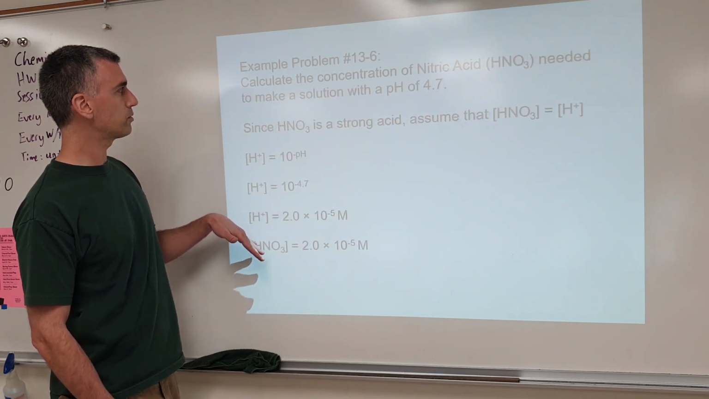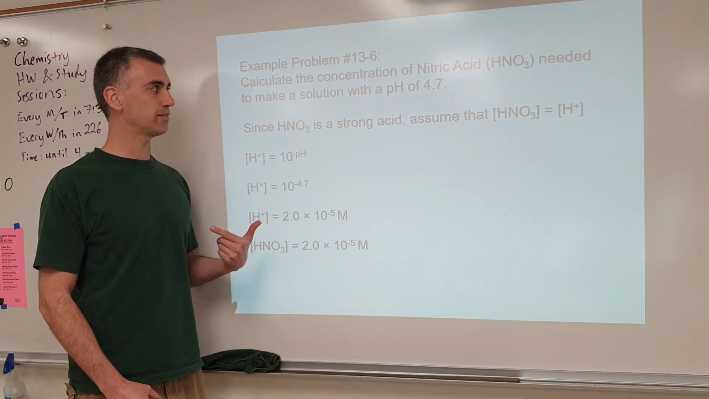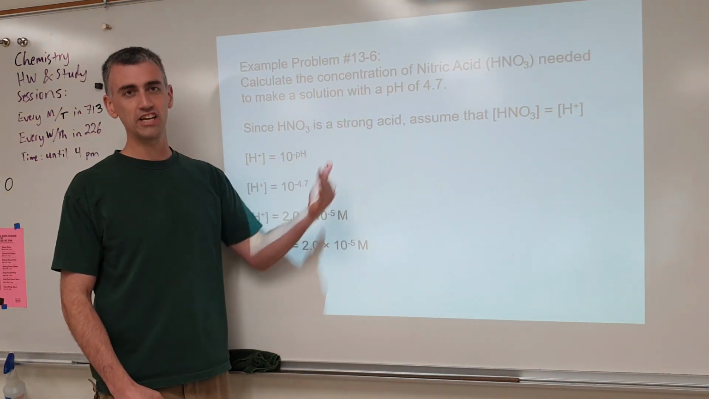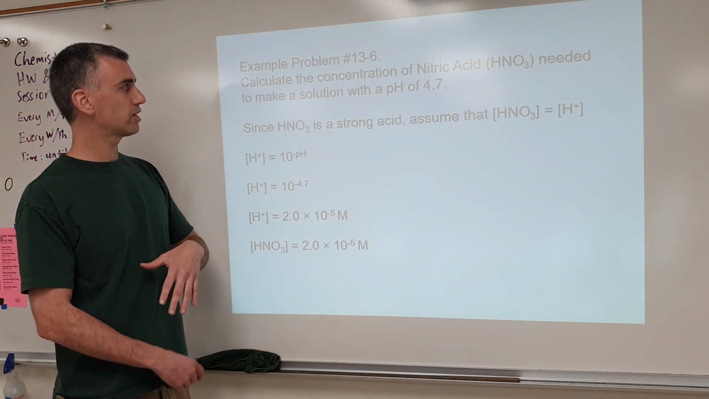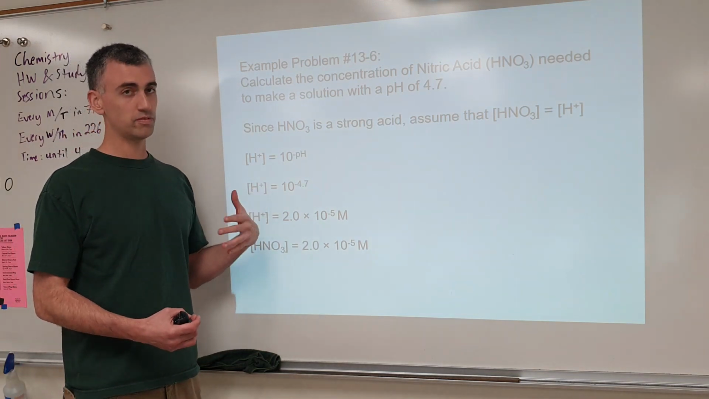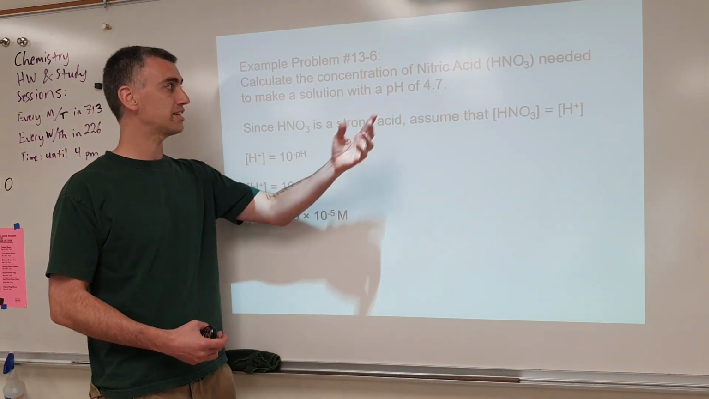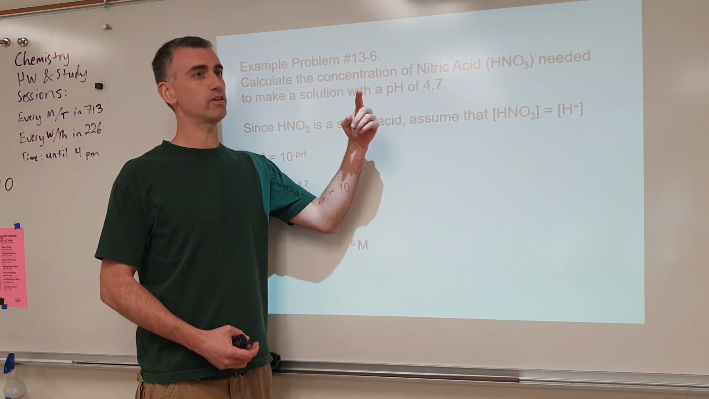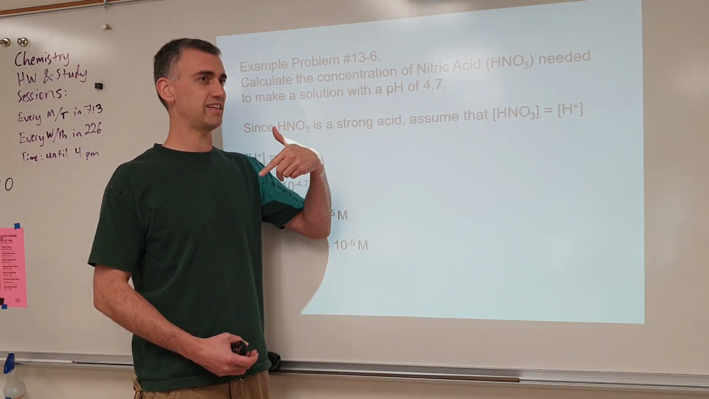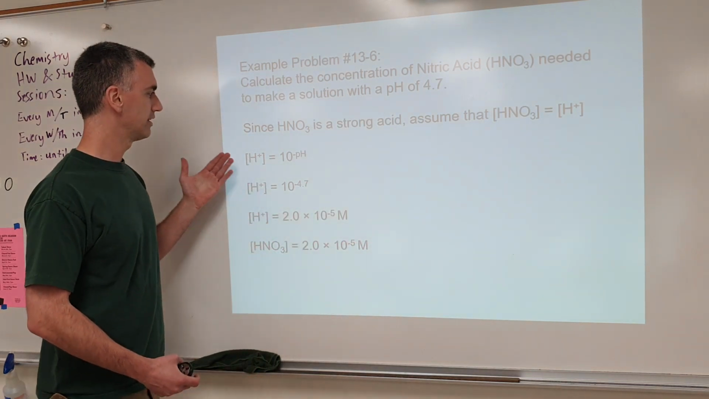Here's another example right here. What if instead of me giving you a concentration and asking for the pH, I give you the pH and ask for the concentration? Here are the steps laid out. You're going to do the same thing as before. Assume that the concentration of hydrogen is the concentration of the acid. So we're going to calculate a hydrogen concentration, and whatever number that hydrogen concentration is, we're going to give the exact same number as the concentration of the acid.